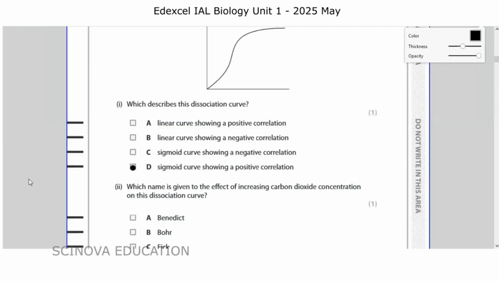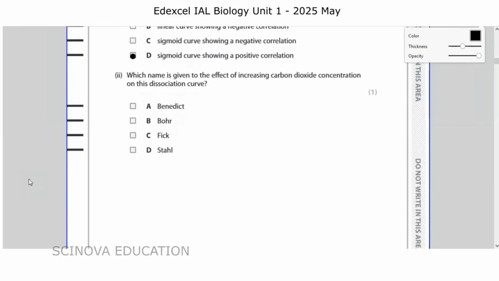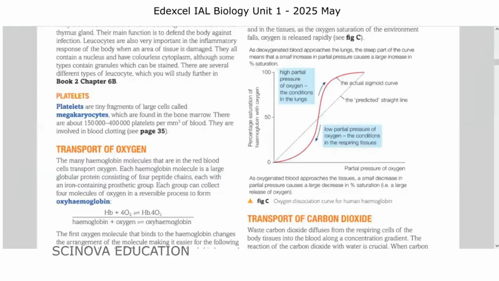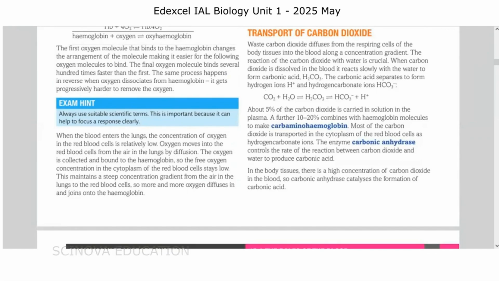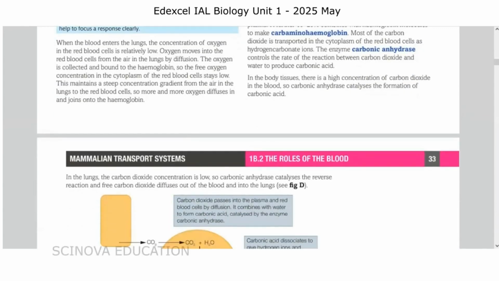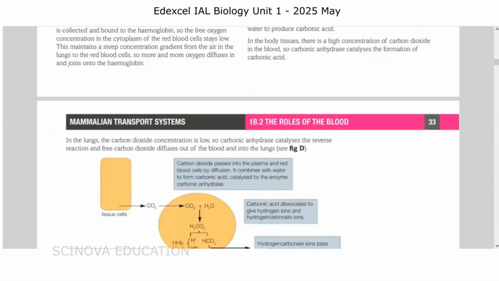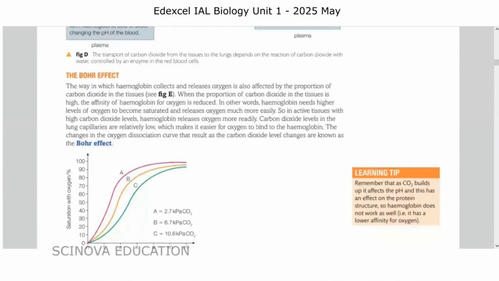The next question: which name is given to the effect of increasing carbon dioxide concentration on this dissociation curve? Back to notes. Some of the carbon dioxide is transported in the form of carbaminohemoglobin. Some of the carbon dioxide is transported in the plasma. Some of the carbon dioxide is transported in the cytoplasm of the red blood cells in the form of hydrogen carbonate ions.